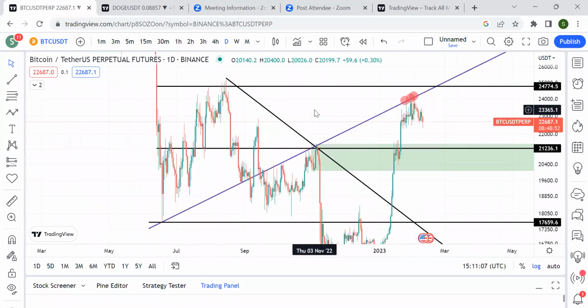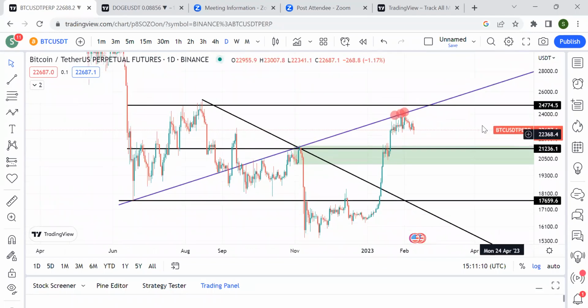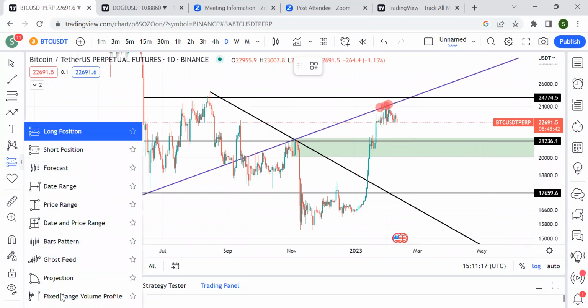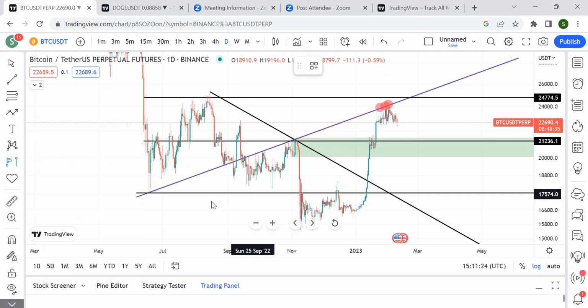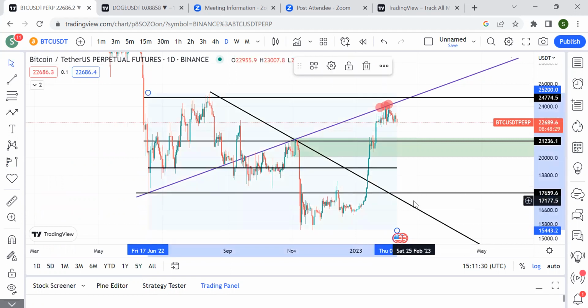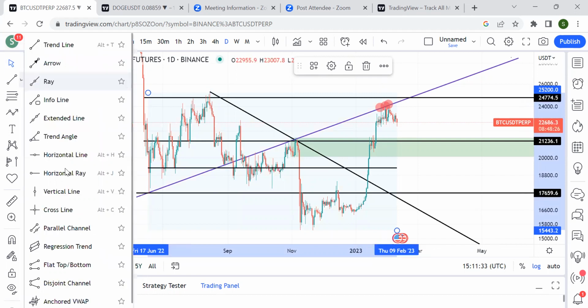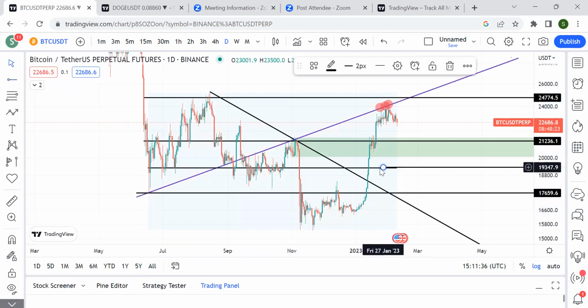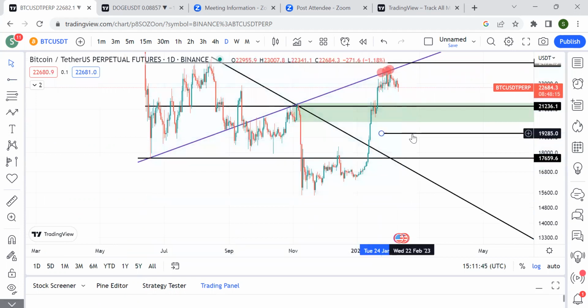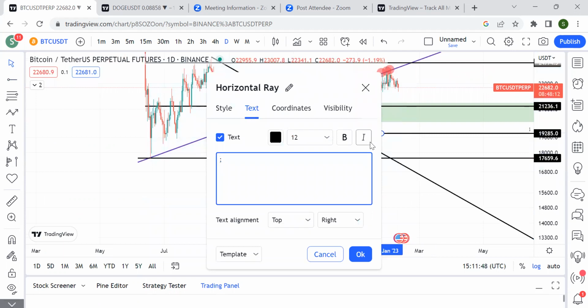Now, one more thing I will check before going into my plan and explaining it. I will check where the volume is placed, where the orders are placed, where people are interested right now to place their orders, to buy or to sell. So I will check the whole range volume. Okay, so volume is placed here. I will name it POC here, important POC.